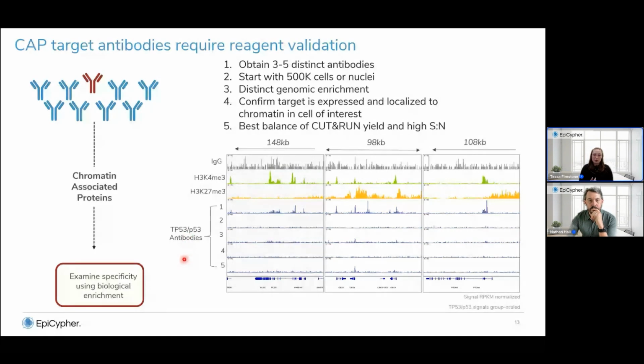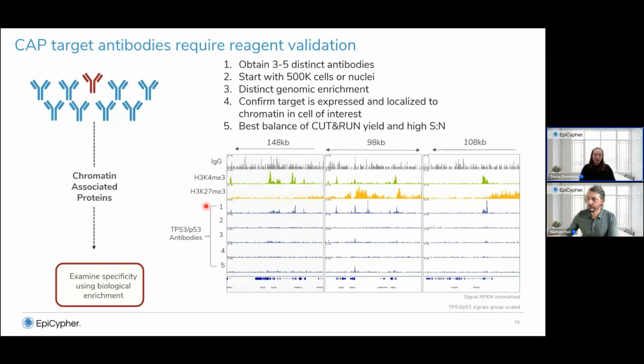One example of how these 5 recommendations are helpful when spike-in nucleosomes are unavailable is shown here. Multiple p53 antibodies were screened in 500,000 K562 cells. And of the 5 antibodies, only antibody number 1 generated the best signal with a strong peak structure associated with active transcription, with a high correlation with H3K4-trimethyl and a low correlation with H3K27-trimethyl.